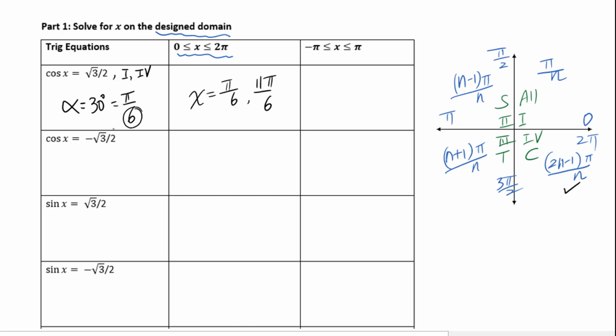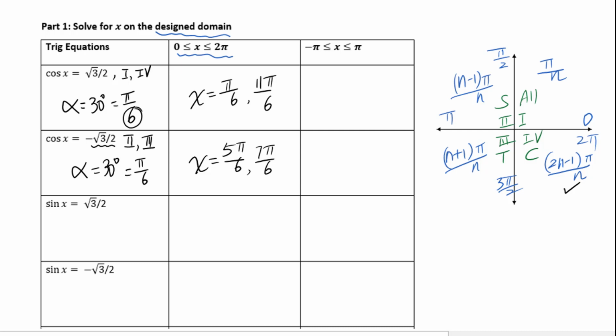For cosine x equals negative square root of 3 over 2, we know the reference angle is the same, 30 degrees equals pi over 6. Since this is negative, all students take calculus, they go to the second and then the third. So we do n minus 1 pi over n and n plus 1 pi over n. It will be x equals 5 pi over 6 and 7 pi over 6.